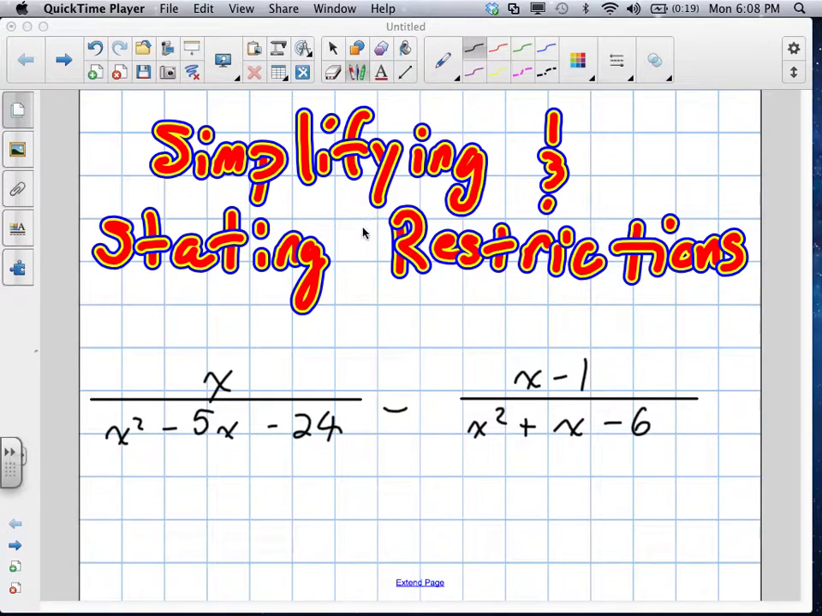Okay, so we're going to go over simplifying and stating restrictions. This question here, this should be an equal sign here. We need to simplify and then state what our restrictions are. Pretty straightforward, but it's actually a difficult question.